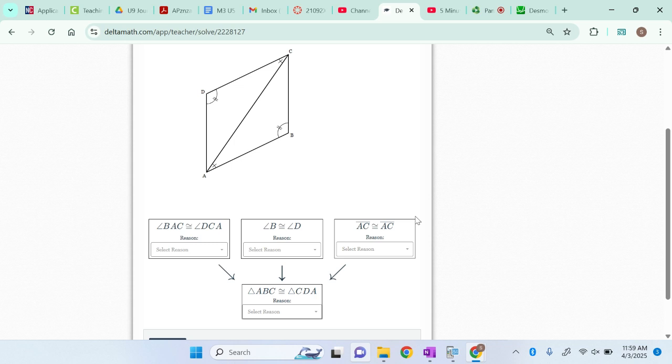They already marked it for us. It's given. Since they already marked it for us, that means it's a given. So for this reason, you put given. They then say that angle B is congruent to angle D. So angle B is right here, and angle D is right here. This is one that they already marked for us as well. So what's the reason? Given.